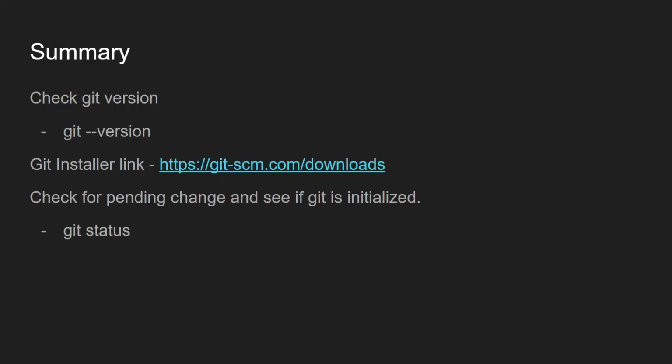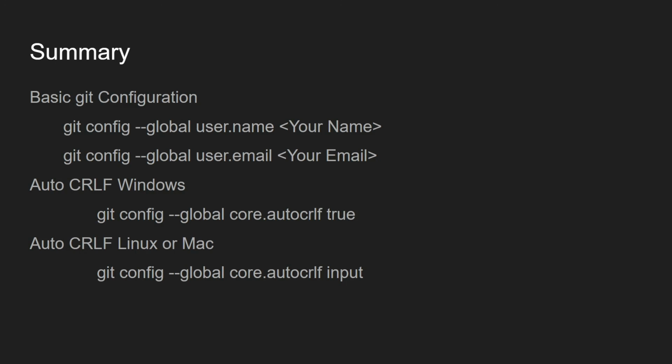So to summarize, to check your Git version, simply key in git --version. The link for the Git installer is this one, git-scm.com/downloads. And to check for pending changes and to see if Git is initialized in your machine, simply use git status. Some basic configuration like adding your name and email, so that later on you can identify who checked in and contact the one who checked in.